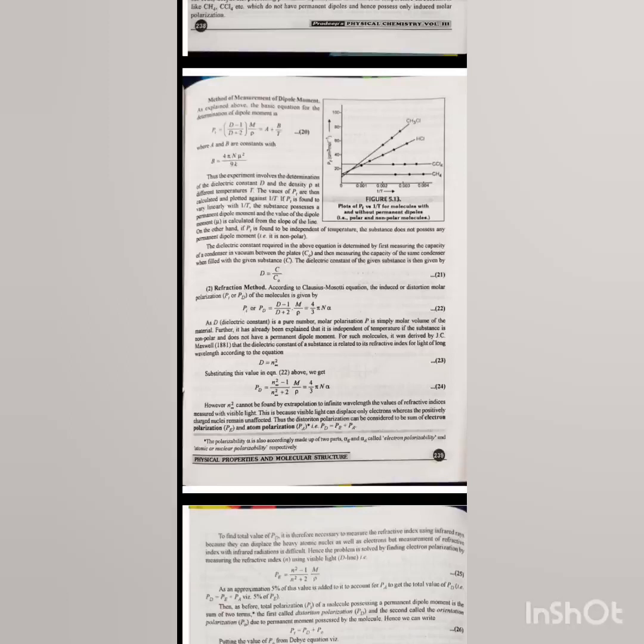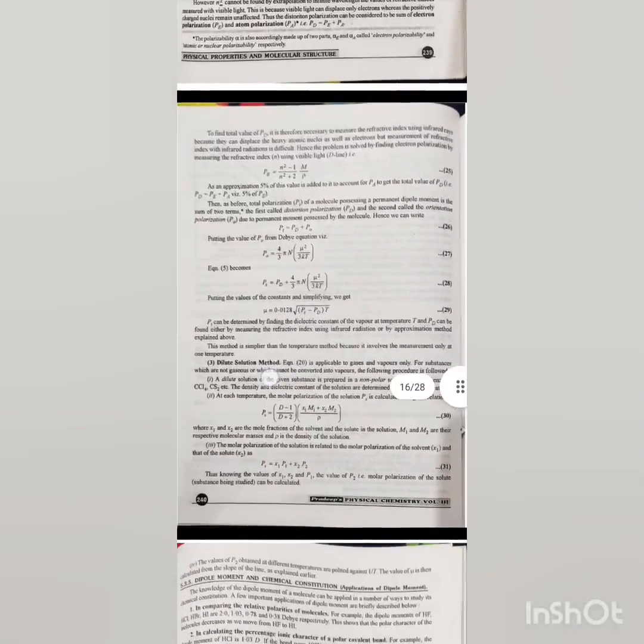Thus, the distortion polarization can be considered to be the sum of electron polarization Pe and atom polarization Pa. That is, Pd = Pe + Pa. To find values of Pd, it is therefore necessary to measure the refractive index using infrared rays, because they can displace the heavy atomic nuclei as well as the electrons, but measurement of refractive index with infrared radiations is difficult.